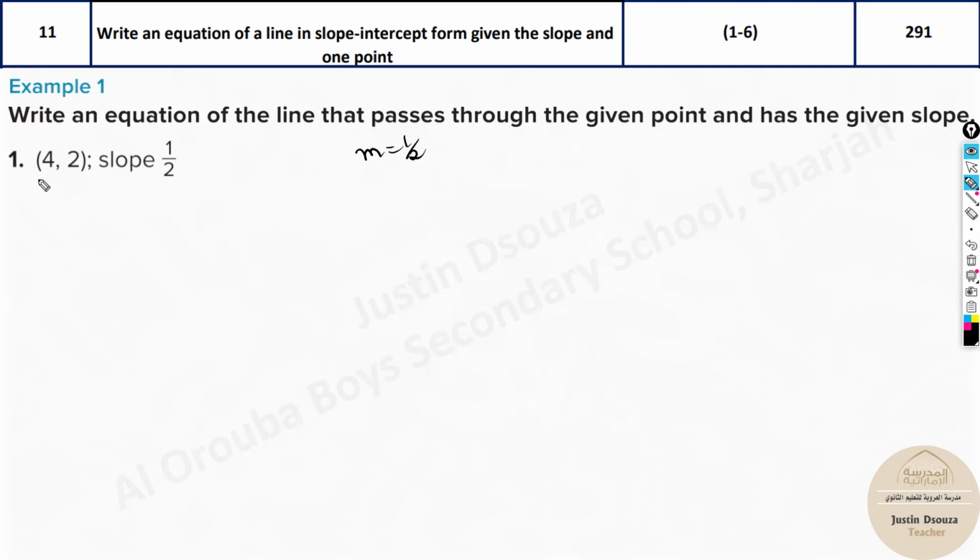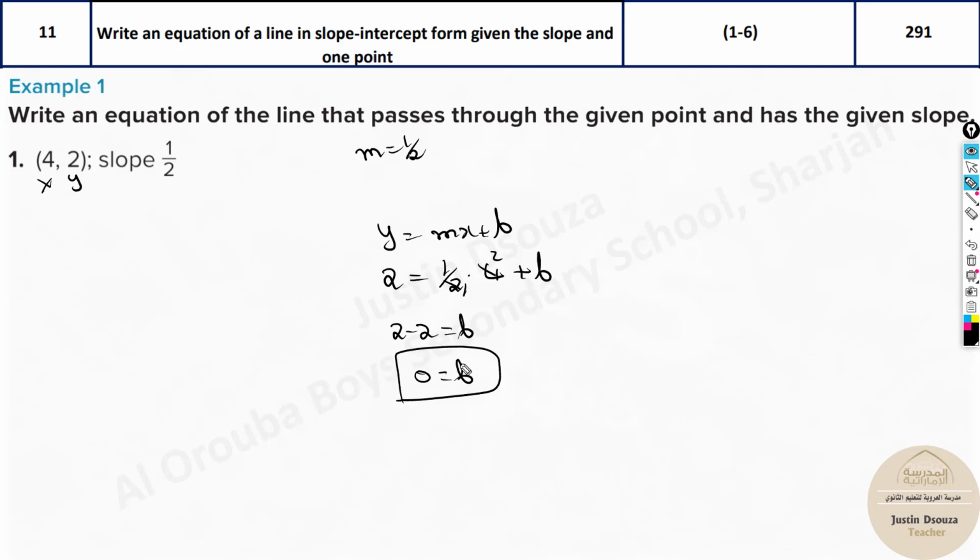Okay, that's good. We know x and y. But what is the slope-intercept form? y equals mx plus b, where x and y will be variables. We write it as x and y only. m is given as half, but what is b? We don't know the b value. Now, you have been given a point, so substitute the point over here. Instead of y, I will substitute 2, equals m, which is half, times x, which is 4, plus b. Now solve this. Half times 4 is 2, and take the 2 to the other side. It will be 2 minus 2 equals b. That is 0 equals b. Now we found the b value.